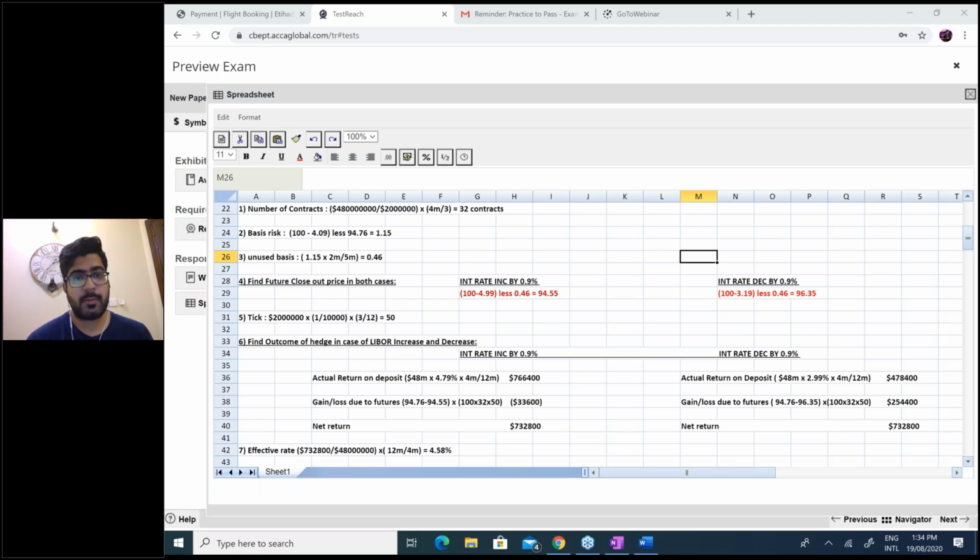That's what hedging is all about. Either it increases or decreases, in both cases you get the same. Your risk is protected, your loss is protected, whether interest rates fluctuate in your favor or against.